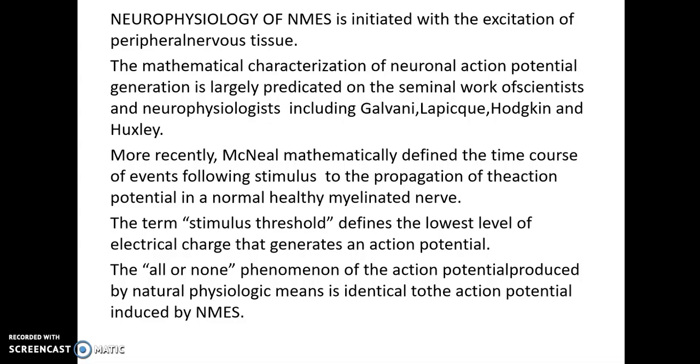So in the upper limb, it is the brachial plexus. Whichever is going to the ulnar nerve, radial, all those nerves are peripheral nerves. In the same way in the lower limbs also. So this peripheral nerve tissue excitation is what we see first. The mathematical characterization of neuronal action potential generation. For any excitation, we all know that the neuronal action potential generation has to happen.